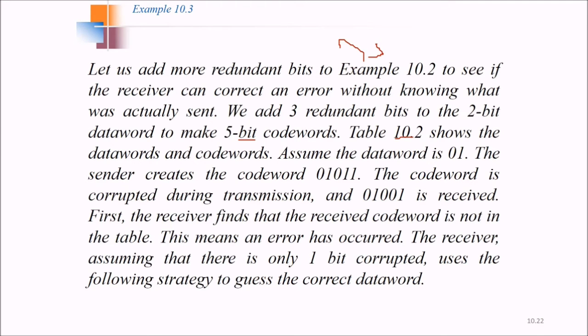Let us see. So we have seen the table of data words and code words. Assume that the data word is 01. The sender creates the code word 01011. The code word is corrupted during transmission, and what is received is 01001. Okay, so this bit has changed.